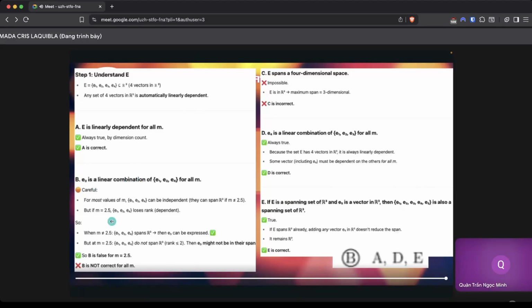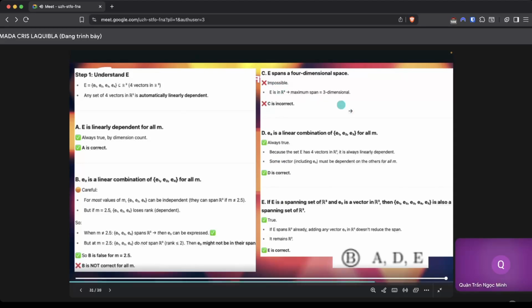Next, letter B. E3 is a linear combination of E1, E2, E4. So we have here some reasoning. As you can see, class, in your E3, you have a restriction there that m is not equal to 2.5, right? That is why it says here linear combination of the three for all m. It says for all m, but no. There's an m here which is not equal to 2.5. That will make this a false statement. So B is not correct for all m.